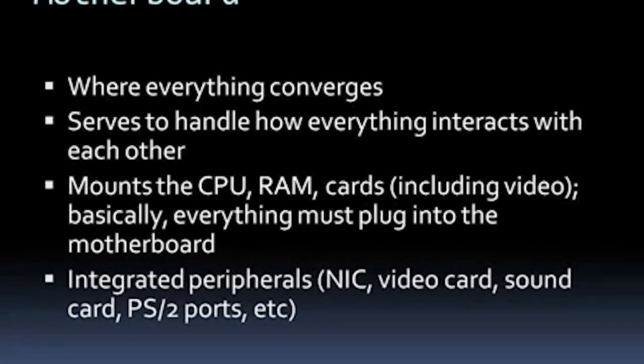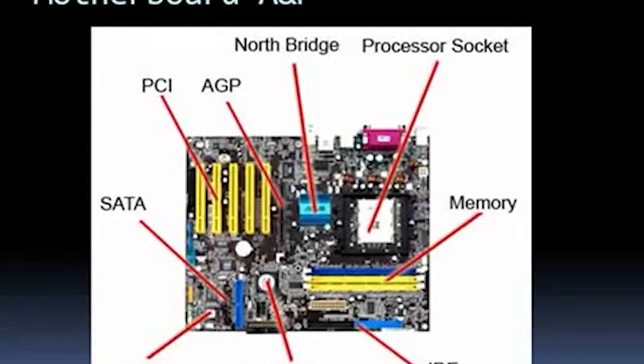Integrated peripherals. Oftentimes, a motherboard will have a network card built onto it, or a video card and sound card and PS2 ports. Now, if all these are built into your computer, that means that they're built on the motherboard, but they are not upgradable, or you have to plug in another slot and disable the onboard. I highly recommend that if you have onboard video, you disable it and you use a higher end graphics card. That's where you'll notice a lot of difference.